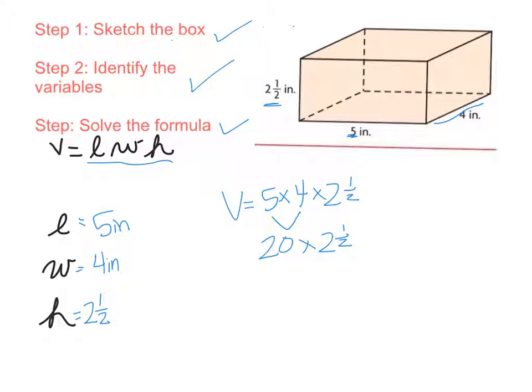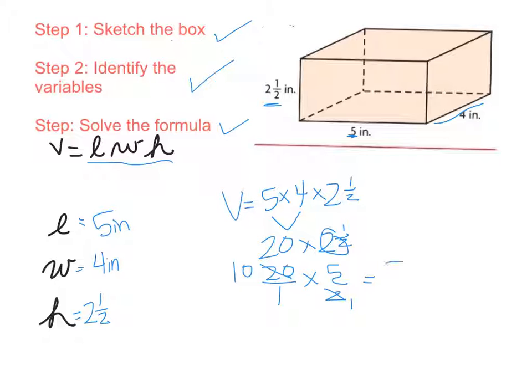Now remember, I'm going to change this to a mixed number. The way I would do that is 2 times 2 plus 1. So 2 times 2 is 4, plus 1 is 5 halves. I'm going to times it by 20 over 1. Looks like I can go ahead and do some, what's that called? Cross canceling. 2 goes into 20 10 times. 2 goes into 2 1 time.